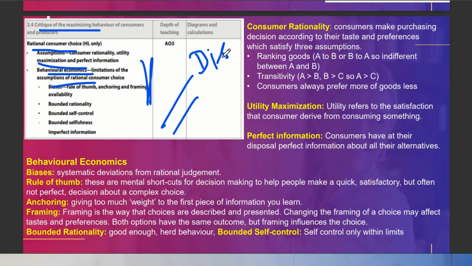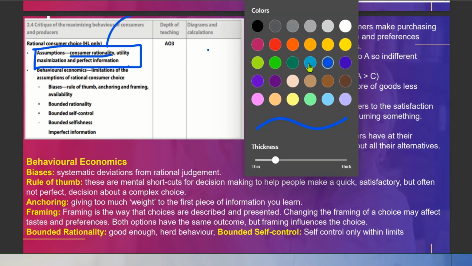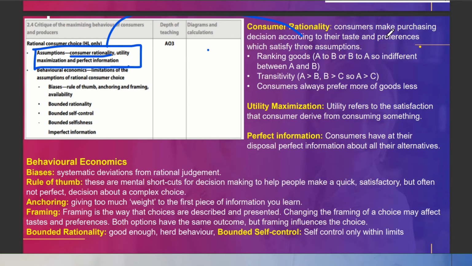Discuss by using a real world example. You can expect a question in this part. So how are rational consumers behaving? This is the first one. First part, they will test the 3 assumptions. First, consumer rationality. Consumer rationality means what? Consumers are behaving based on their taste and preferences.